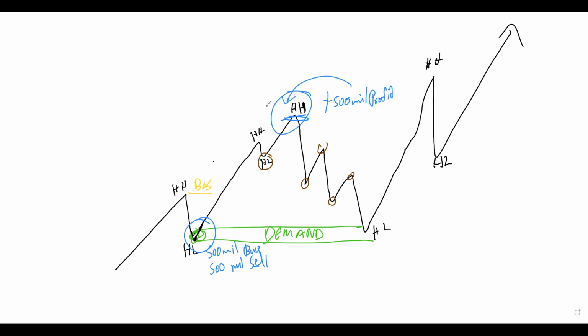At this level here, right? So they close their plus 500 million profit at that level. They're sitting currently in minus 500 million loss. So they're sitting in minus 500 million loss. And now price gives us a break of structure at these levels.